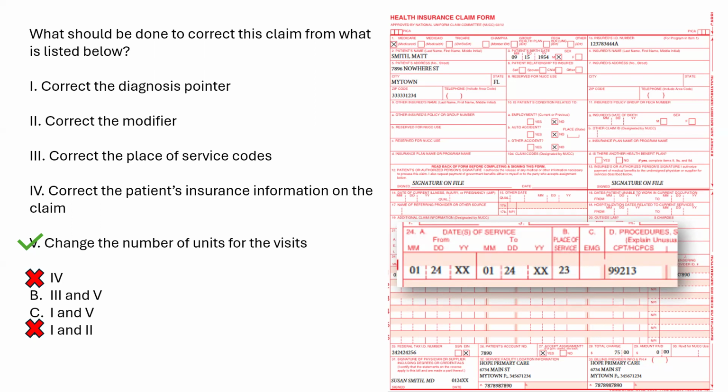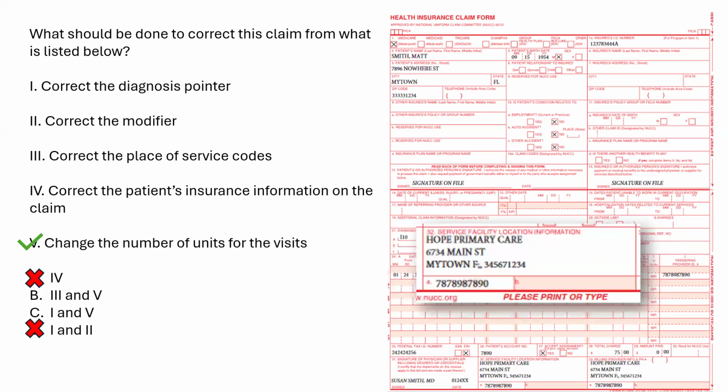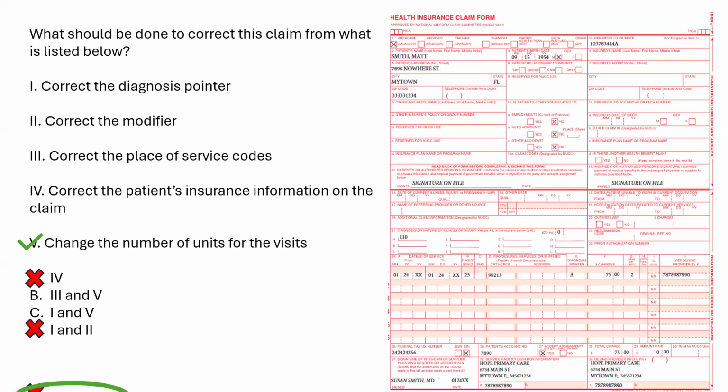We can see from the HCFA 1500 in box 32 that these services were performed at a primary care office, not an emergency room. The place of service would need to be corrected. Based on the POS codes in the beginning of the CPT manual, the correct POS is 11 for office. This makes B the correct answer.